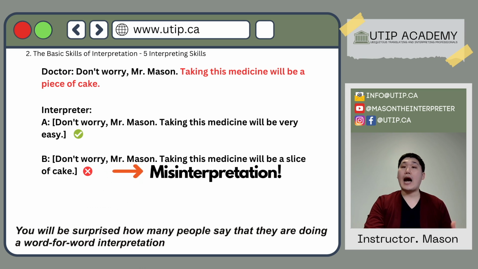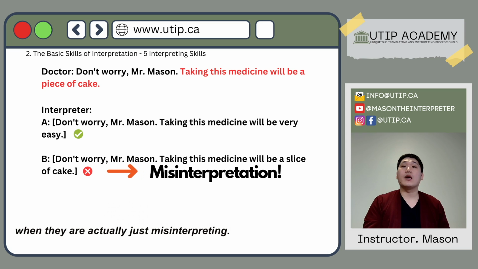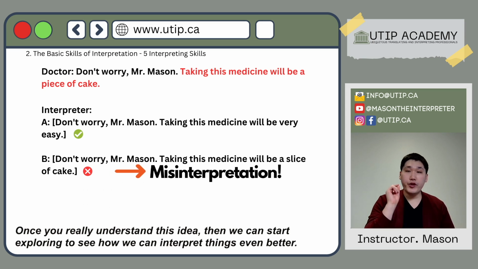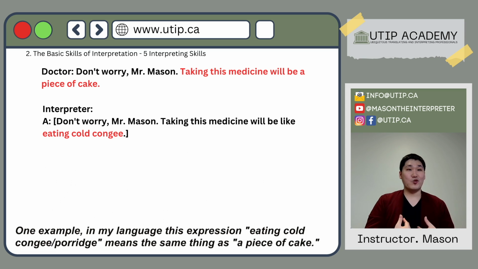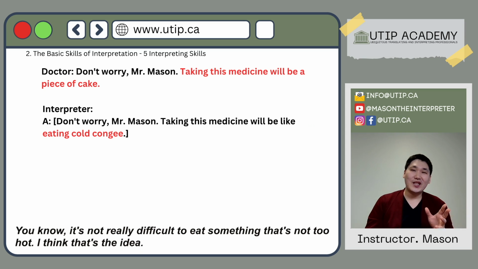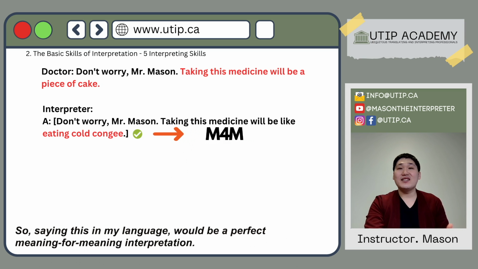You will be surprised how many people say that they are doing a word-for-word interpretation when they are actually just misinterpreting. Once you really understand this idea, then we can start exploring to see how we can interpret things even better. One example, in my language, this expression, eating cold congee or porridge, means the same thing as a piece of cake. You know, it's not really difficult to eat something that's not too hot. I think that's the idea. So saying this in my language would be a perfect meaning for meaning interpretation.